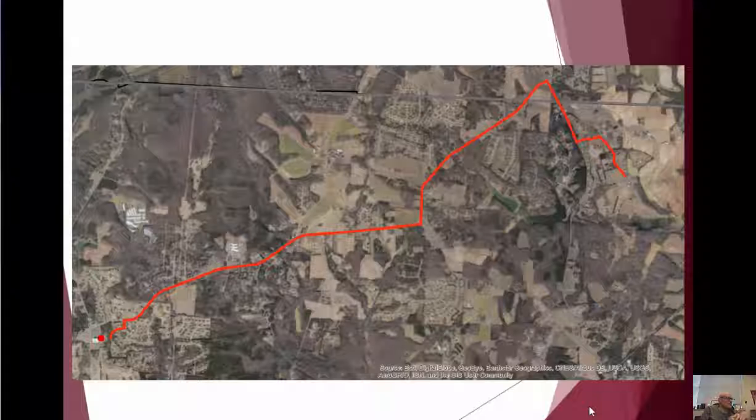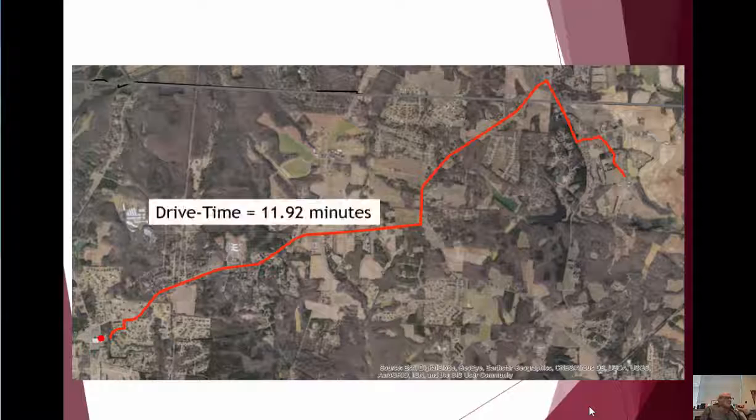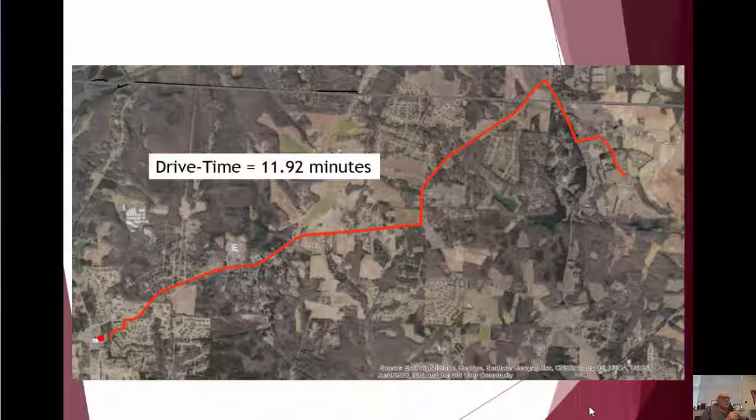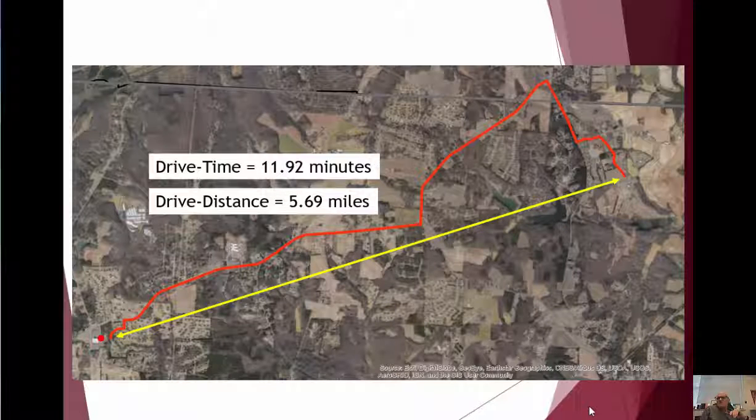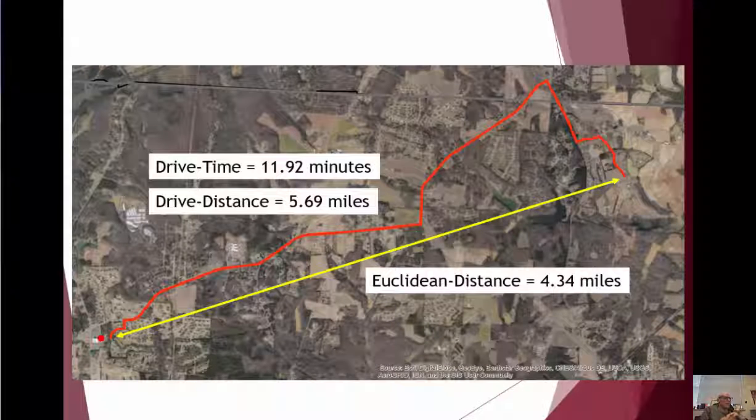And so when we look at these, I'm just looking at a particular location to drive to the nearest supermarket. This is over where I live in Guilford County. And you can see the drive time, drive distance. So the drive time is about 11.92 minutes. The drive distance is 5.69 miles because you're going on largely rural roads. And then you can see the Euclidean distance, which is 4.34 miles.